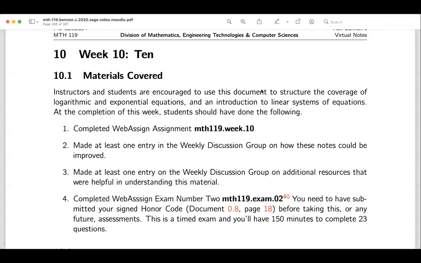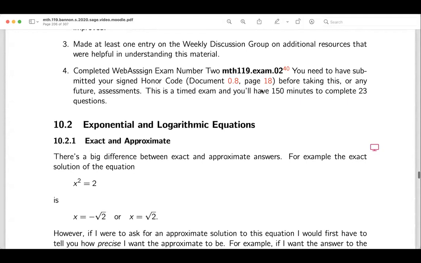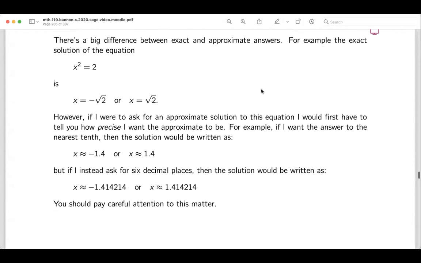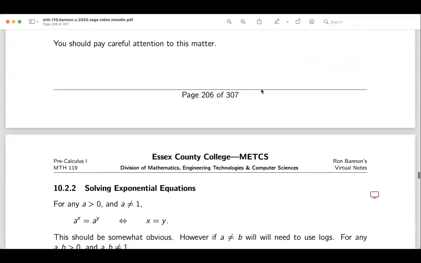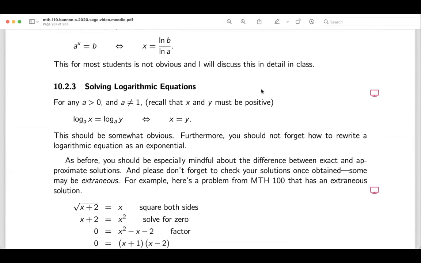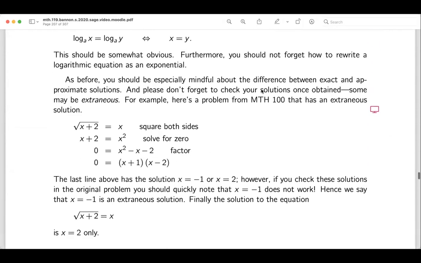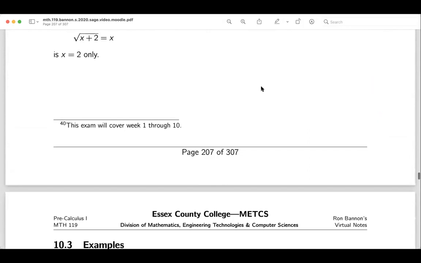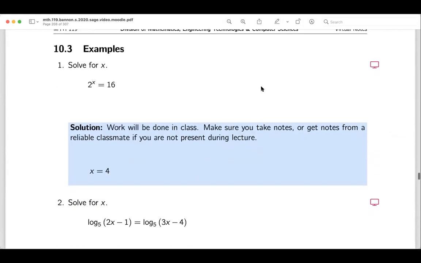Okay, we're in week 10. So we covered the material here in week 10 on exponential and logarithmic equations. We talked about the difference between exact and approximate. Hopefully that's been clear. Again, when I say hope, we hope that you've gone over the material, that you've made sense out of what was presented to you, including the examples that we did together.